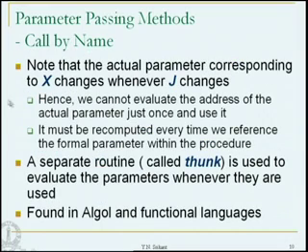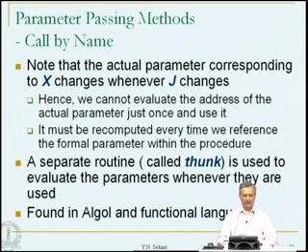The actual parameter corresponding to x changes whenever j changes. Hence, we cannot evaluate the address of the actual parameter just once and use it. That is what we would have done in call by value and call by reference. It must be recomputed every time we reference the formal parameter within the procedure. So, that is what I mean here. So, what really happens is we will have to evaluate that particular parameter again and again, right. So, a separate routine called thunk is used to evaluate the parameters whenever they are really used.